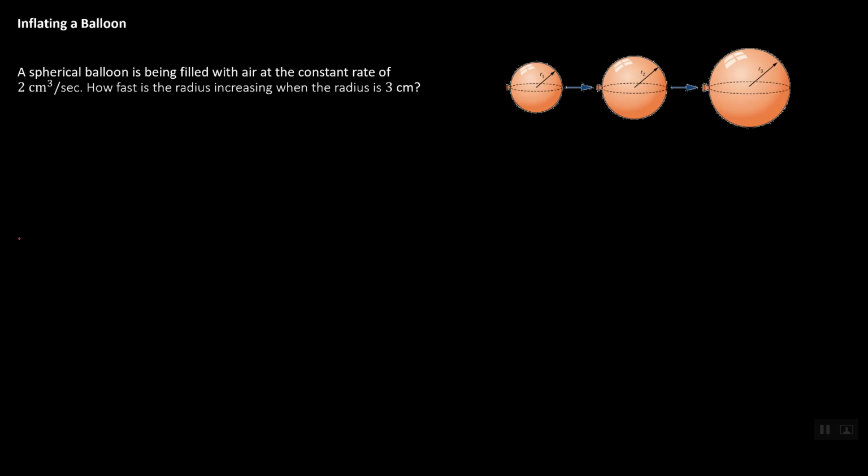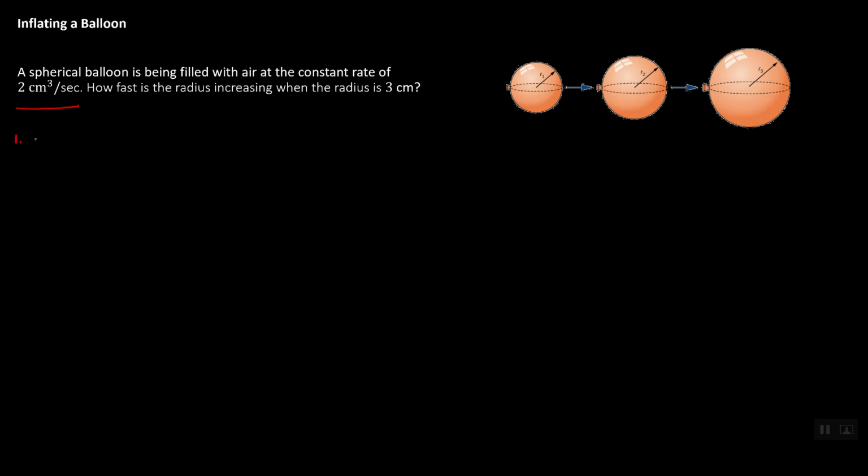Going back to our inflating a balloon, we're told that the balloon is spherical and that it's being filled at a constant rate of 2 cubic centimeters per second. And then we're asked how fast the radius is increasing. The radius is increasing when it's at exactly 3 centimeters. So this is an instantaneous rate of change. We don't want to know how the radius is changing the entire time or the average change. We want to know exactly how fast it is increasing at that 3 centimeter mark.